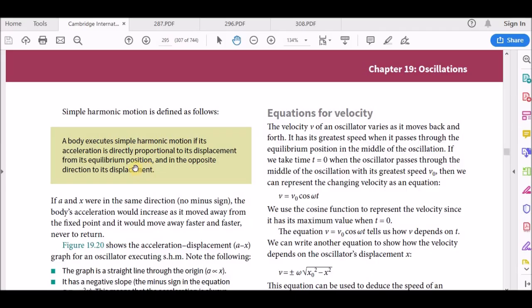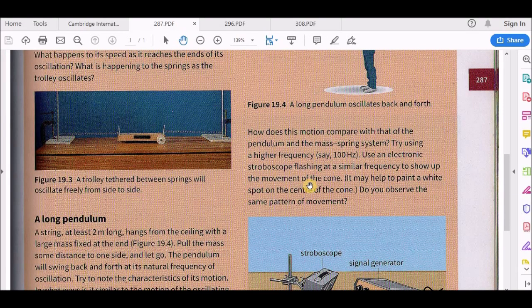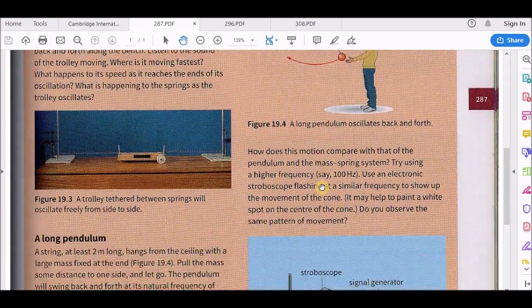Here it is. Simple harmonic motion is defined as follows: a body executes simple harmonic motion if its acceleration is directly proportional to its displacement from the equilibrium position and in the opposite direction to its displacement. Now you can see we have learned that always the resultant force and acceleration are in the same direction. That is under Newton's second law. We learned it even in the O-level classes.